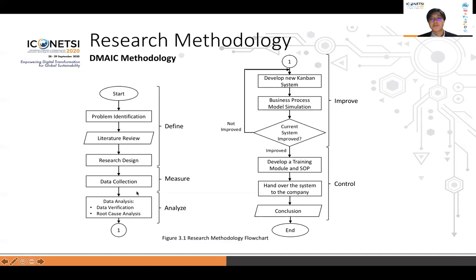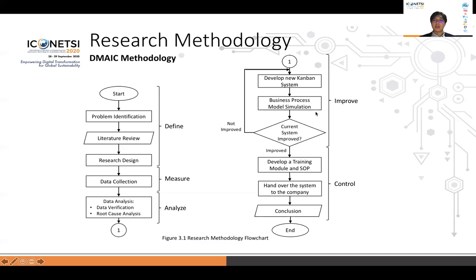The next phase is the improve phase. I will do the Kanban system development and a business process model simulation to compare the results of the current state and the new process with the Kanban system. Reviewing the simulation results, if it is improving, it will go to the last phase of MAKE. If it is not improving, it will go back to the Kanban system development.